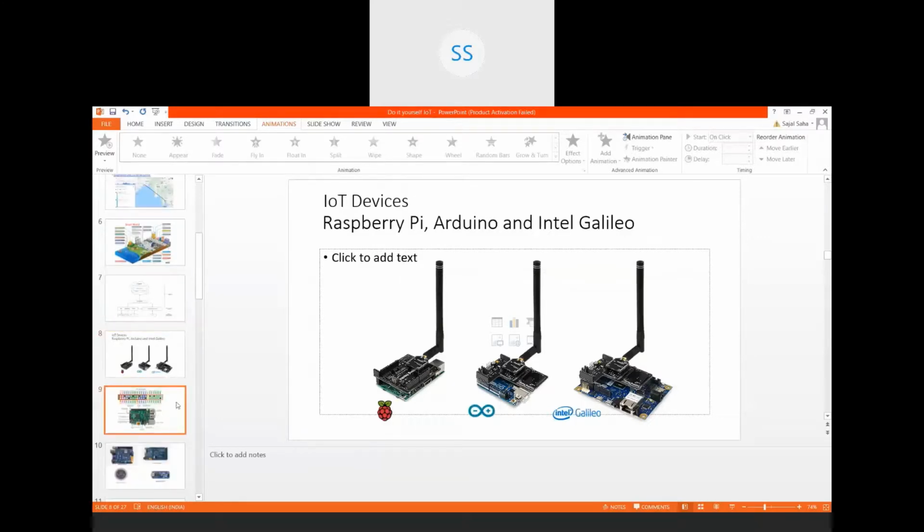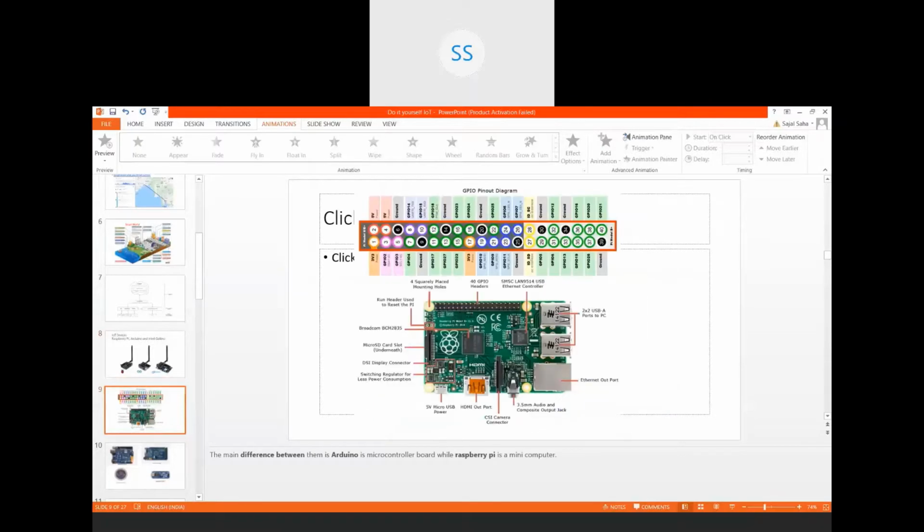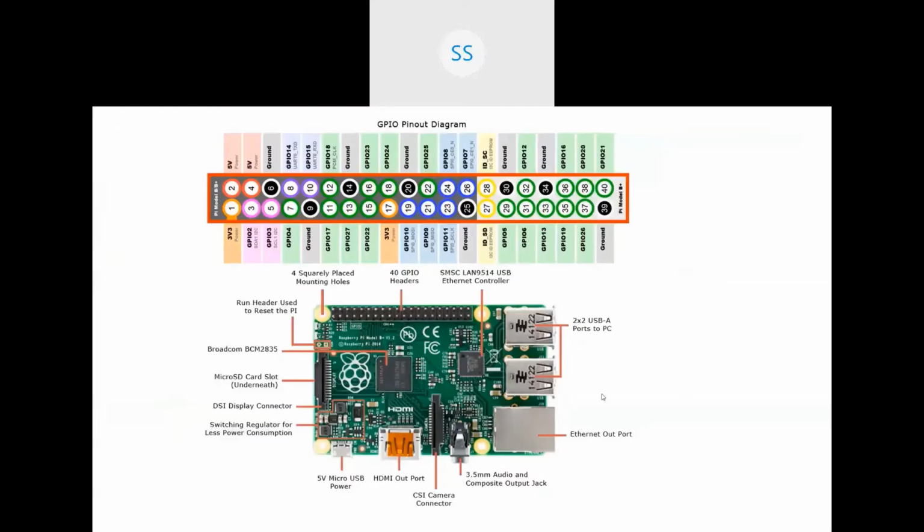So look at this. This is the Raspberry Pi architecture. Here you can find two USB ports, 2 into 2, so 4 USB ports are there. There is one Ethernet port. There is one audio and composite output jack. Here is a camera connector, which means if you want to connect any webcam, that is also quite possible. An HDMI port is there to connect with your TV screen or any other LCD monitor to work on.